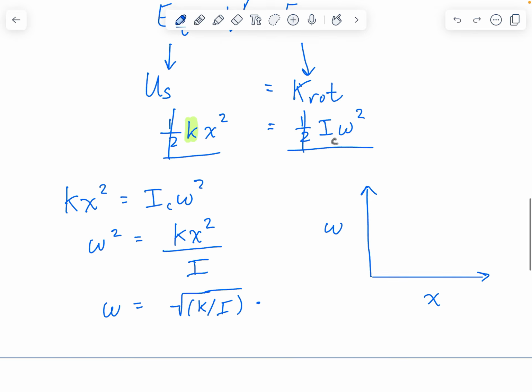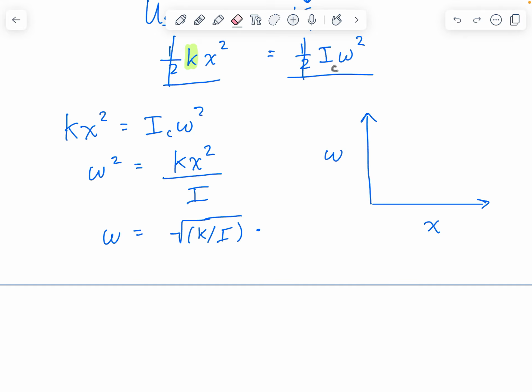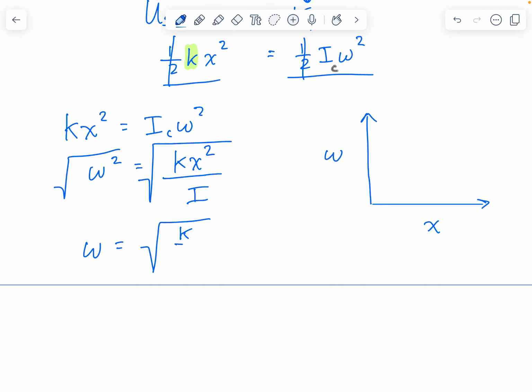Let's show the math all the way. So square root of each side, and you get omega equals, now when everything underneath the square root sign is just multiplication and division, you can break it into parts. So I would break out k over I, because those are constants, times the square root of x squared. And this would simplify to omega equals the square root of k over I times x.